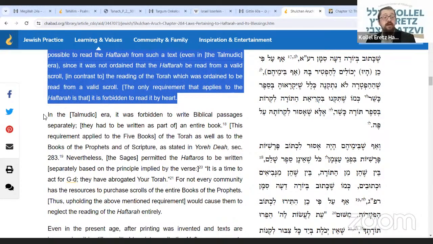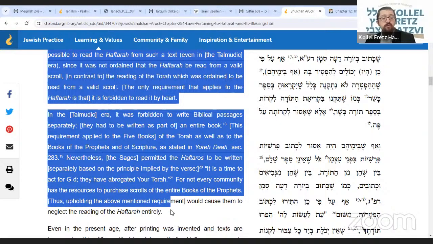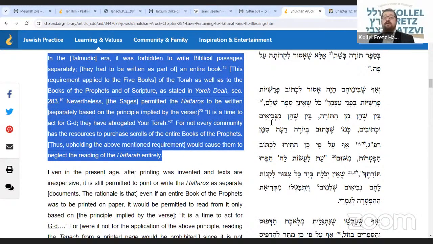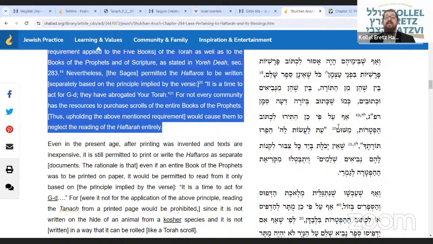Although in the times of the Gemara, one was not allowed to write just one chapter of a book, you have to write an entire book of Tanakh, because there's no other way, therefore they're allowed to write just the part of the haftorah.